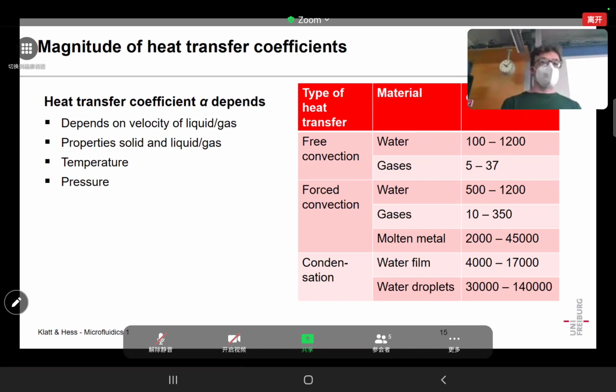The free convection is always a natural flow, which is in general based on density differences. And the forced convection is really a flow that is forced onto your surface and cools or heats up the surface. And what you can see right here is that for liquids, in this case water, the coefficient is higher than for gases. And yeah, any idea why that's the case?